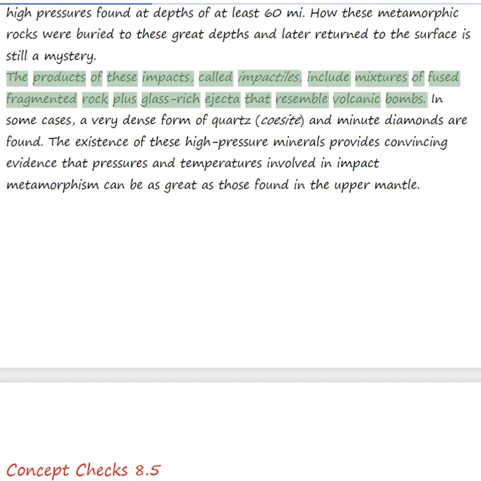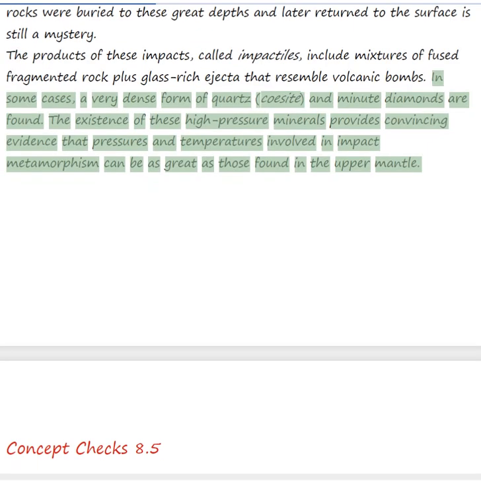The products of these impacts, called impactites, include mixtures of fused fragmented rock plus glass-rich ejecta that resemble volcanic bombs. In some cases, a very dense form of quartz and minute diamonds are found. The existence of these high-pressure minerals provides convincing evidence that pressures and temperatures involved in impact metamorphism can be as great as those found in the upper mantle.